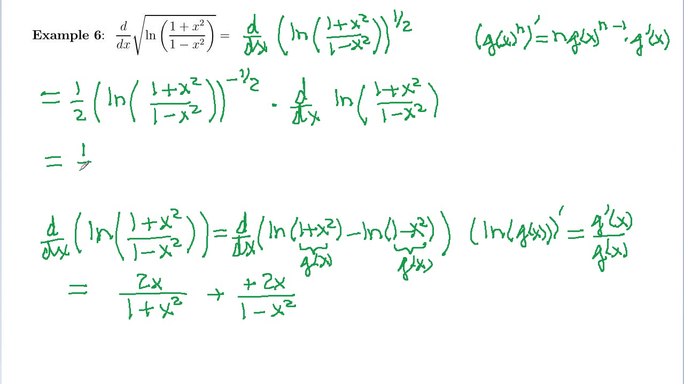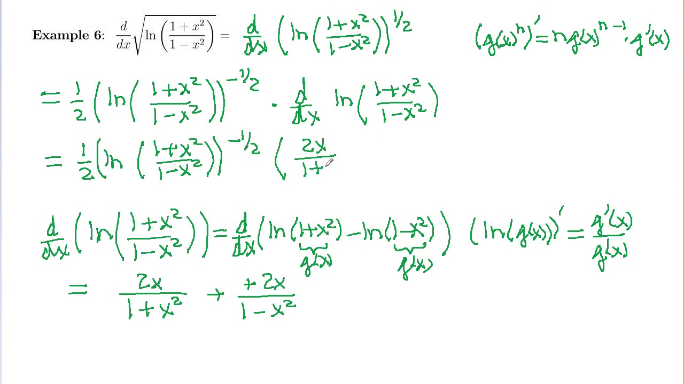So next step, this part stays the same: 1/2 natural log (1 plus x squared) over (1 minus x squared), and that whole thing gets a negative 1/2 power. And then the derivative of the inside is this right here, so times 2x over (1 plus x squared) plus 2x over (1 minus x squared). Now, if we wanted to, we could get an LCD between those two and combine them together. But since they're not asking us to do anything else with this function, let's just leave it at that.